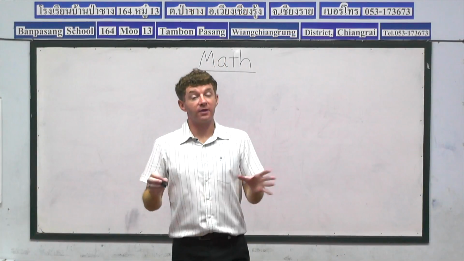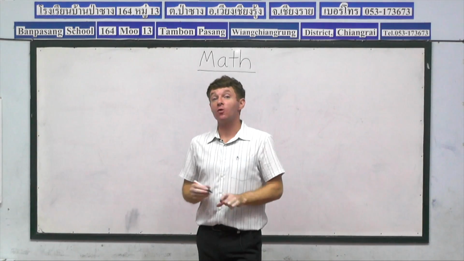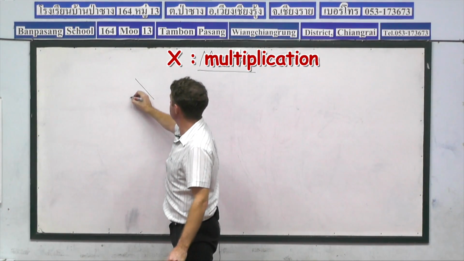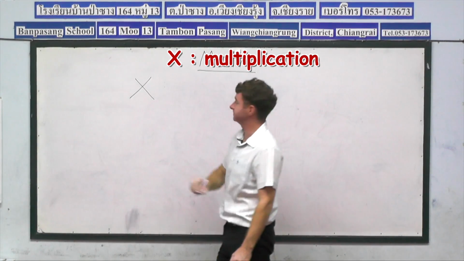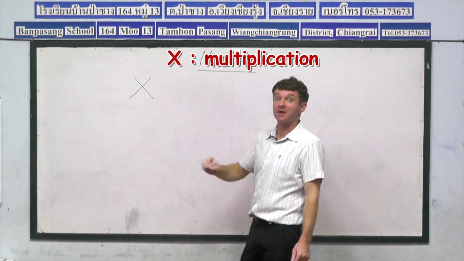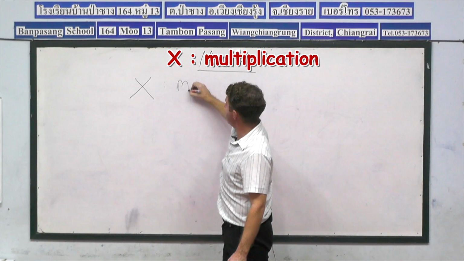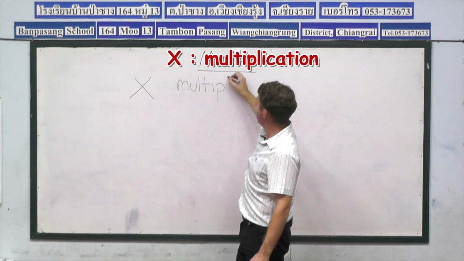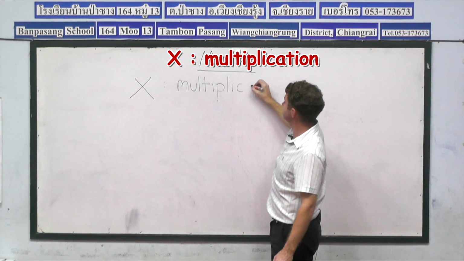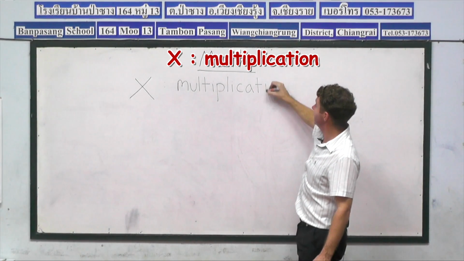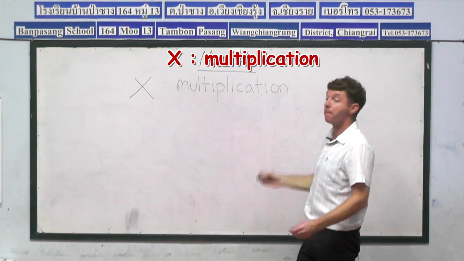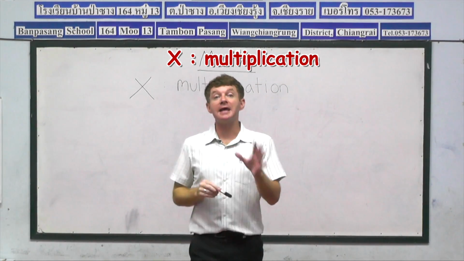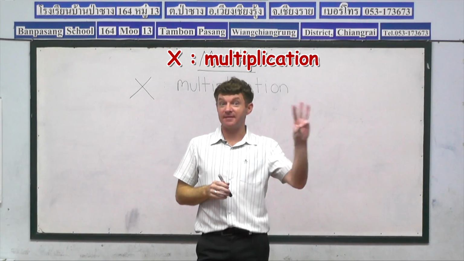Excellent. So we'll carry on in today's math class by looking at multiplication. And as we know by now, this here is the multiplication sign. Well, how do we spell multiplication? Multiplication. And in our previous lesson, we were learning how to multiply by 3 digits.